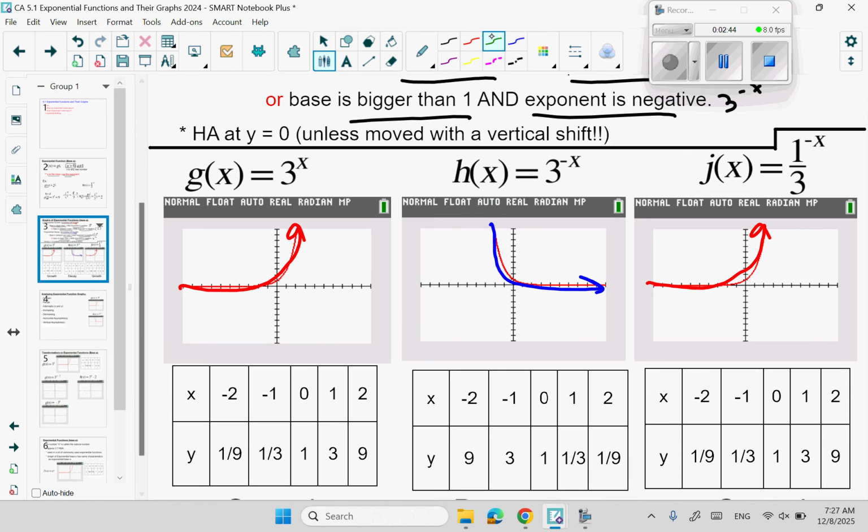You also might notice that both of these have a horizontal asymptote. That is actually really important. So you get this horizontal asymptote at y equals 0 for these. But let's actually talk more about these graphs.